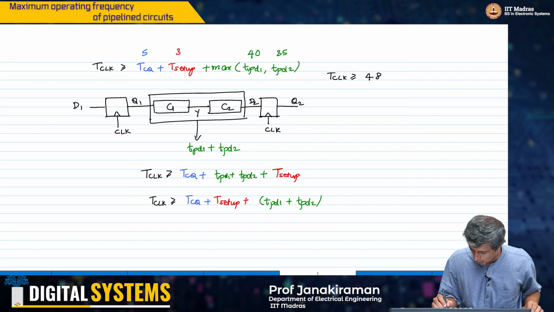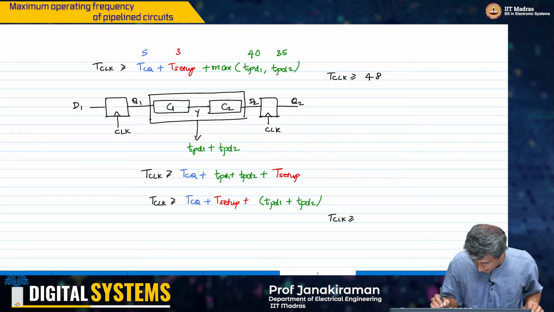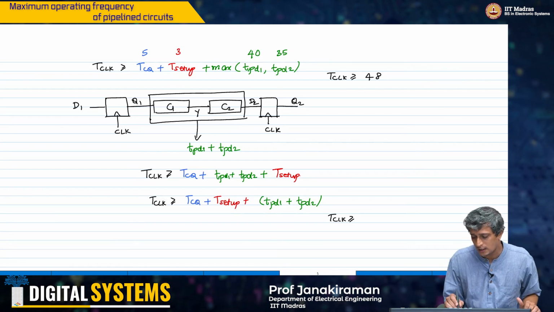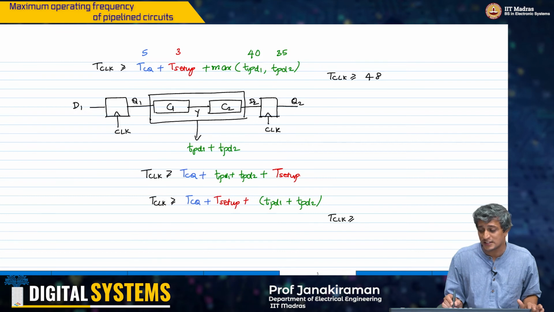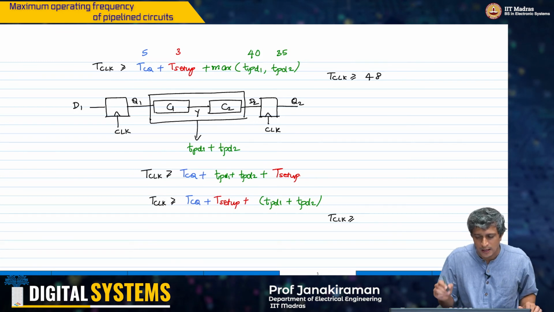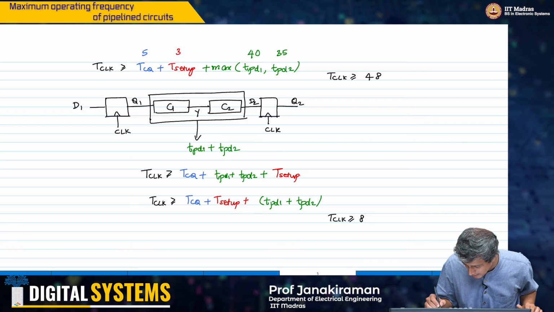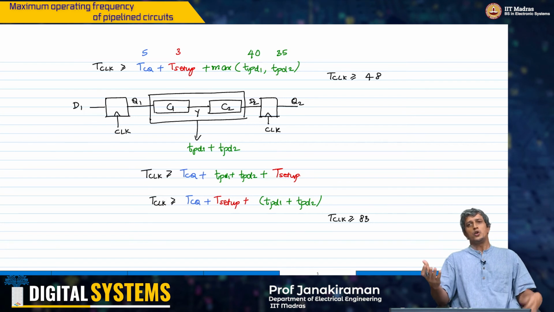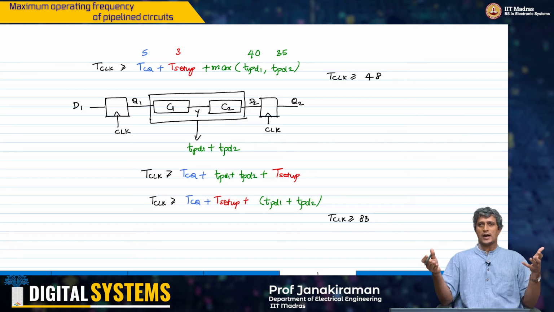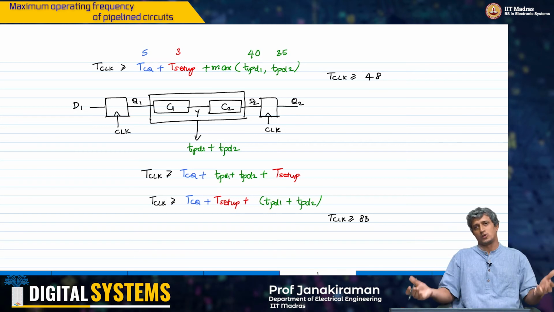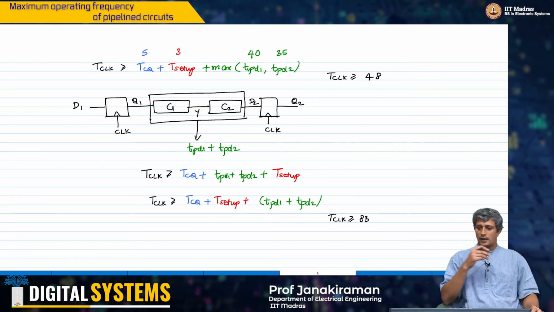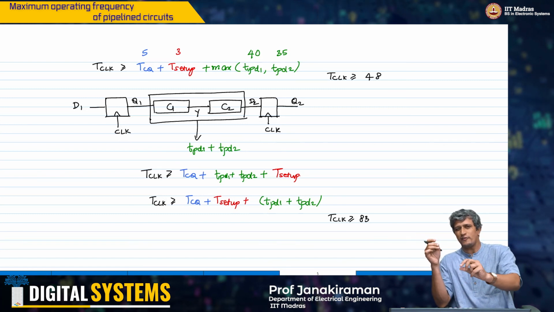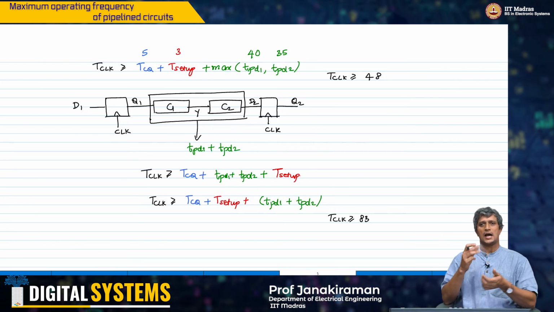Whereas here we are talking of T clock should be greater than or equal to 5 plus 3, 8, that is the same. But I also have TPD1 plus TPD2. So it is 40 plus 35, which is 75, plus 8. So it is 83 units of time. Clearly we have been able to reduce the clock period significantly, almost by a factor of half, and double the throughput of the system, right? And of course, because the delays 40 and 35 were not equal, we paid a slight price. We were not able to exactly halve it.